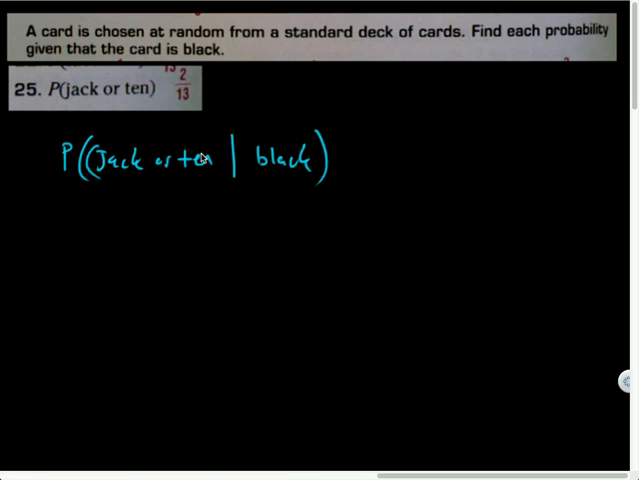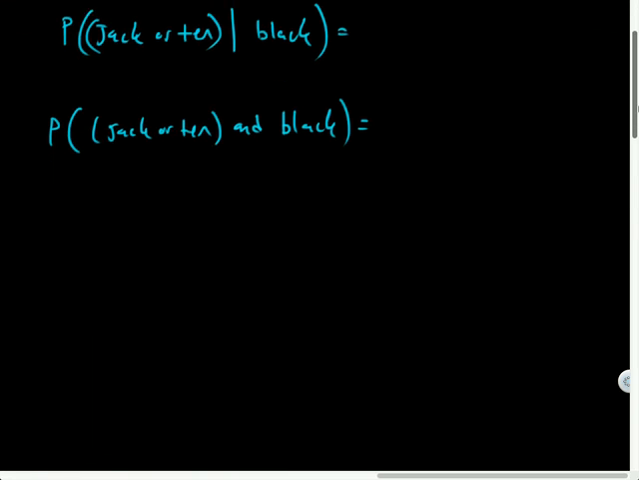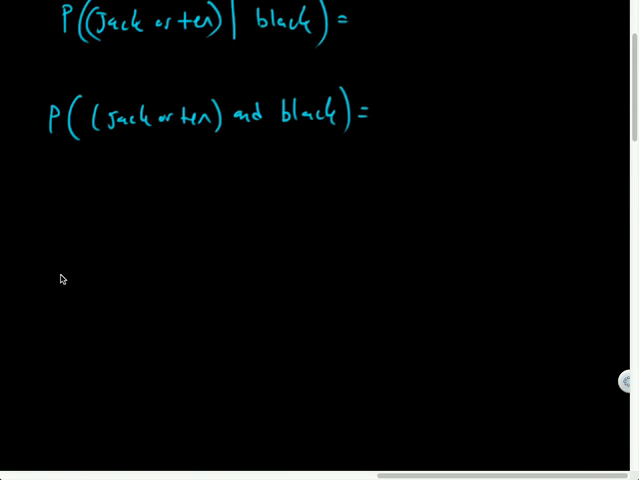All right, so this is kind of my numerator situation. I'm going to need to figure out what is the probability of Jack or 10 and black. All right, so that's kind of nested logic. And then I also want to compare that to the probability of just black, because I'm going to divide those according to my formula.